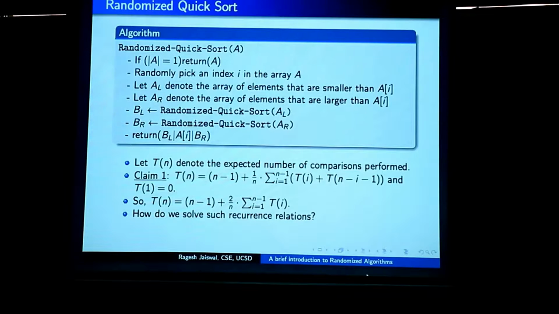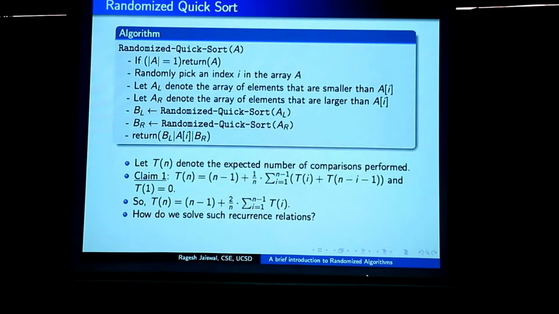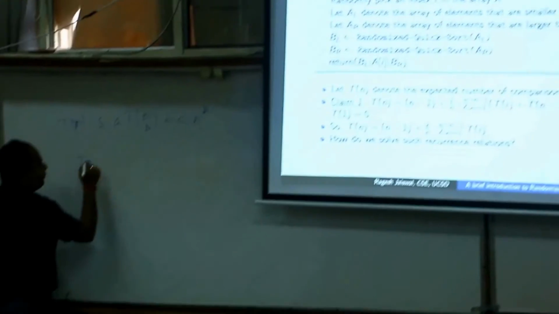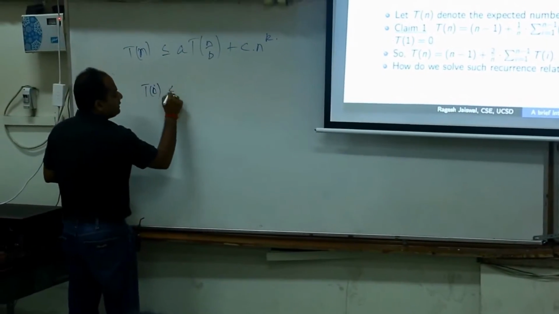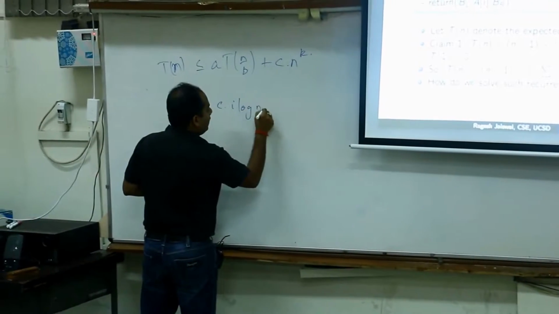And the guess that works in this particular scenario turns out to be n log n. That means what do you do? Well, you want to show that T of I is less than or equal to c times I log I.